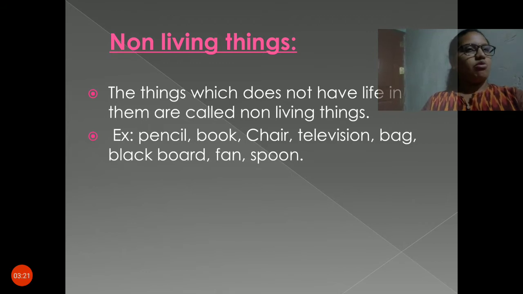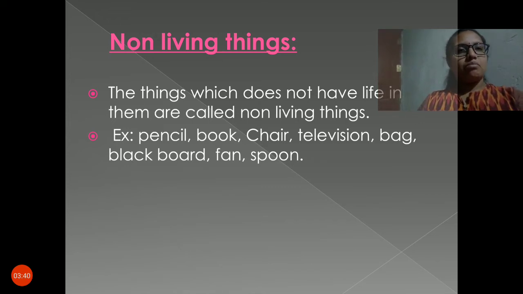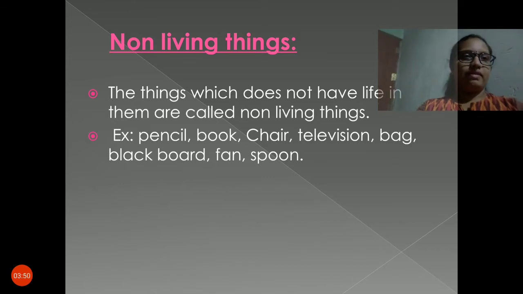They cannot move on their own. Some examples I have written here. See: pencil, book, chair, television, bag, blackboard, fan, spoon. There are many things around you, correct? Those which do not have a life are called non-living things.